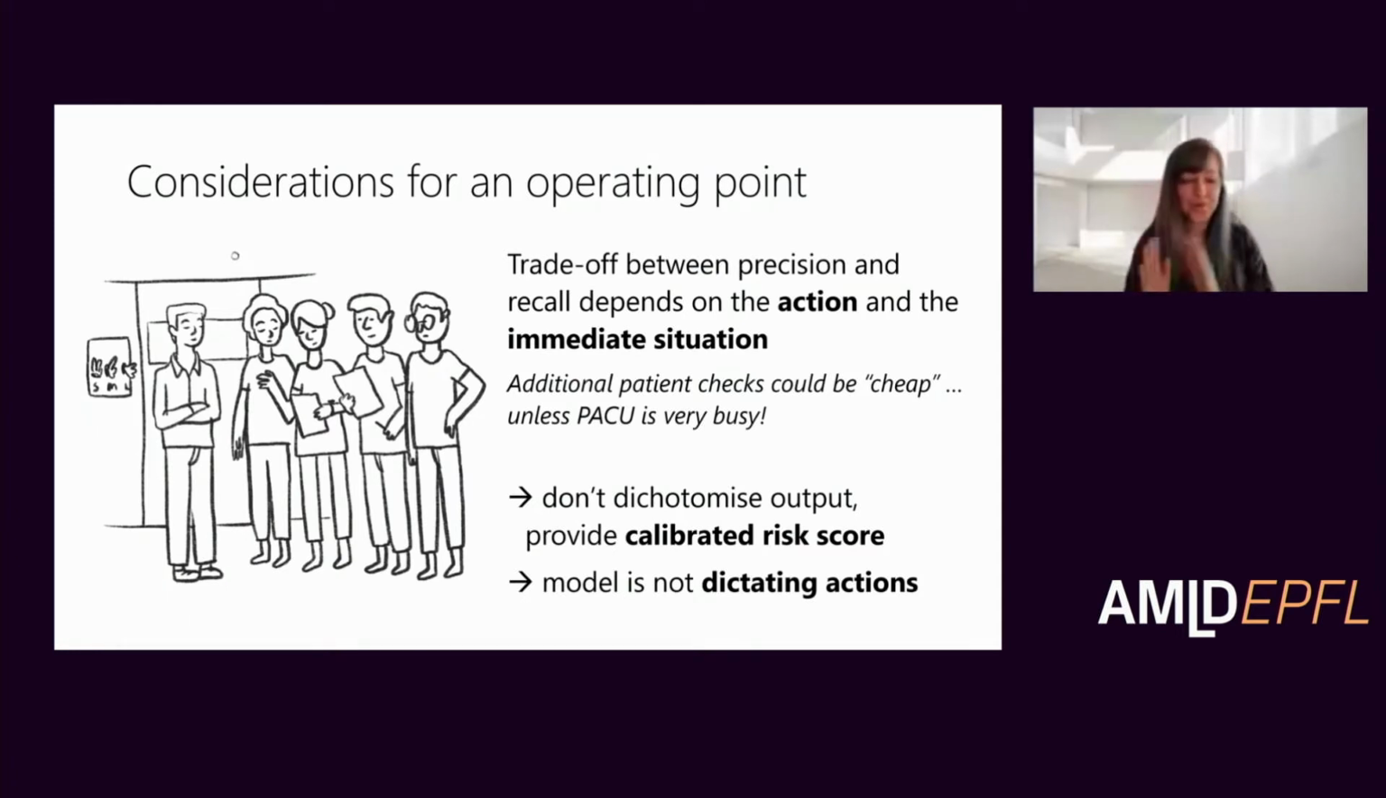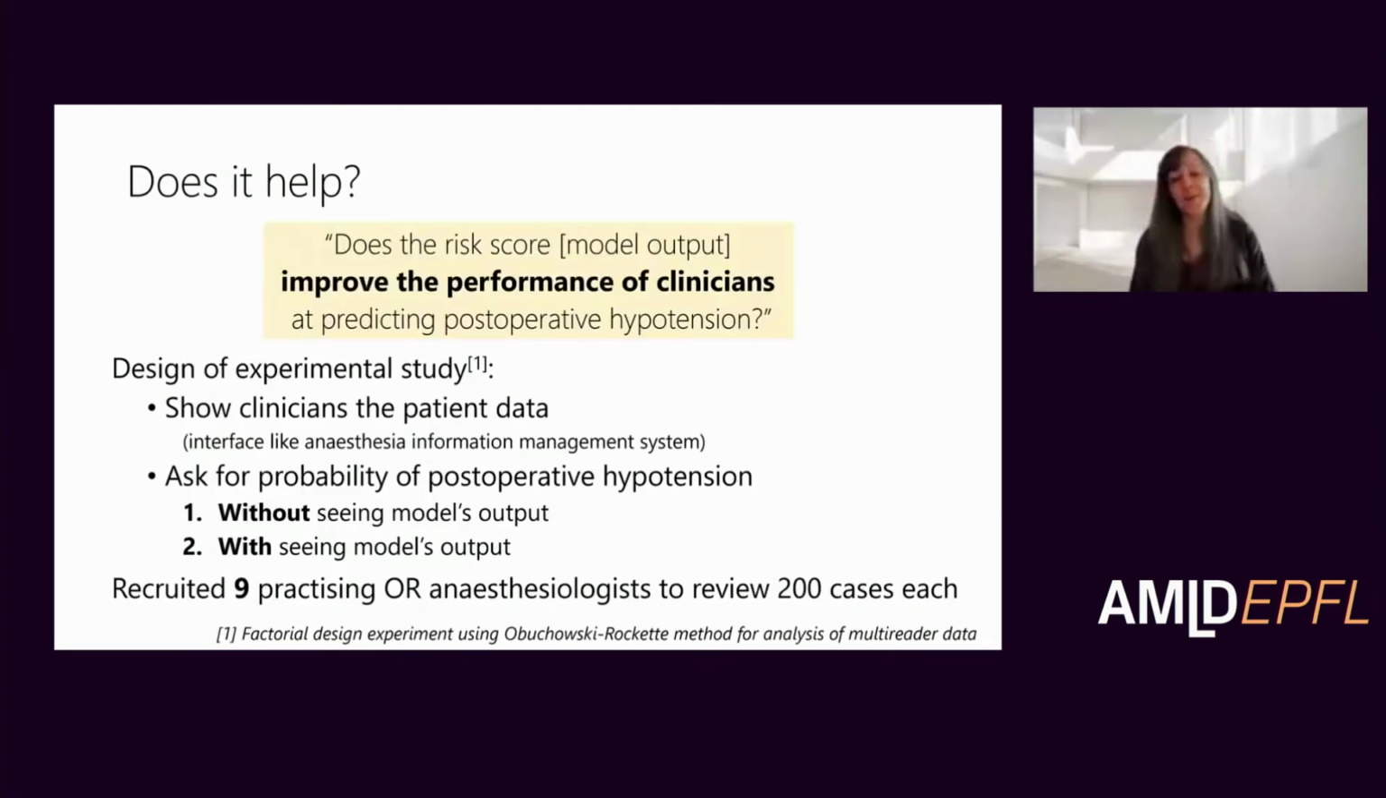So we've seen our ROC curves, and we have our numbers, but the real question is: is this model actually helpful? Does it help anyone? So we specify this question as: does the output of this model, this risk score between 0 and 1, actually improve the performance of clinicians at predicting postoperative hypertension? This is not the ultimate judge of utility, but this is the first step towards understanding if it has utility.